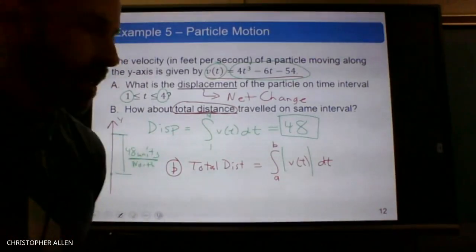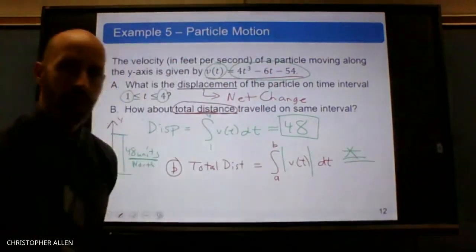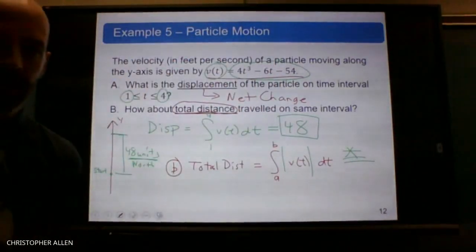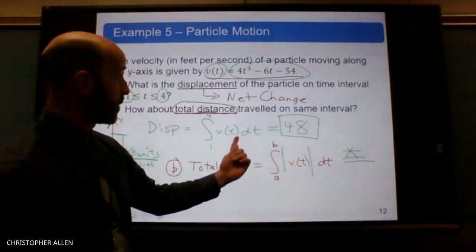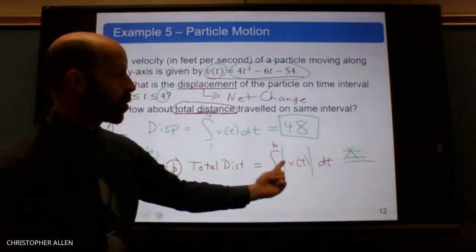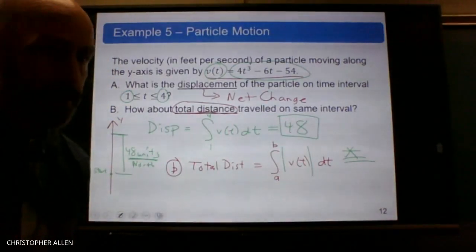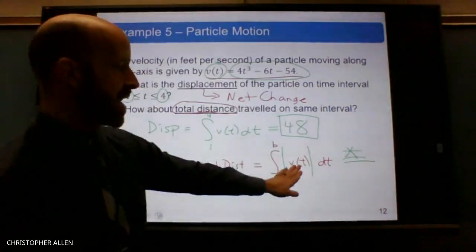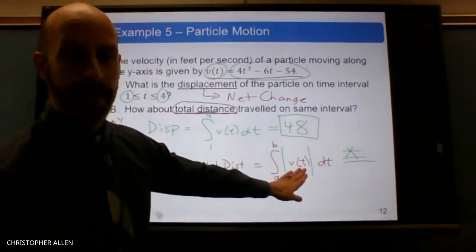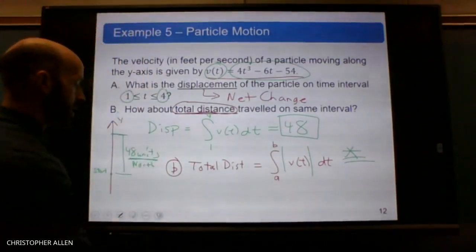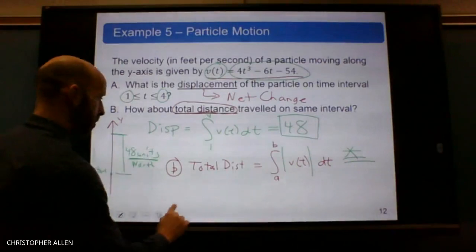This is what you need to know. Please make sure you include this in your notes. You will need it in this class. You will need it on the AP exam. Total distance is simply the displacement with absolute value around the velocity function. In other words, it's making anything that's negative, in other words, going south, positive so that we can get the total distance here.